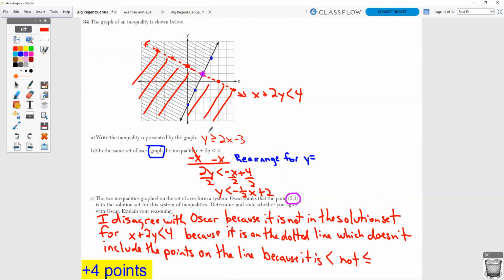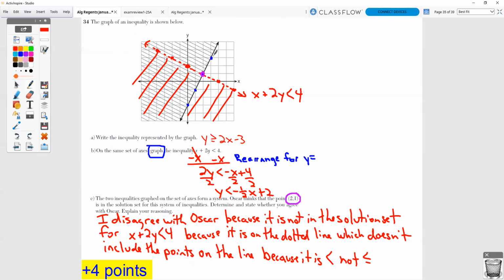It's going to be greater than or equal to, because again, it's a solid line shading above. That's what greater than or equals is. And then it starts off at -3 here. That's the y-intercept of the graph, where the line crosses the y-axis. So it's going to start off at -3.